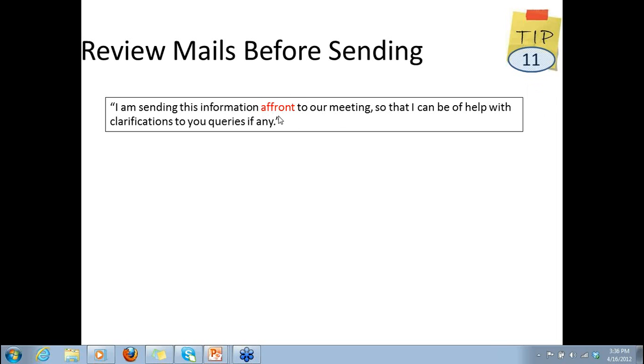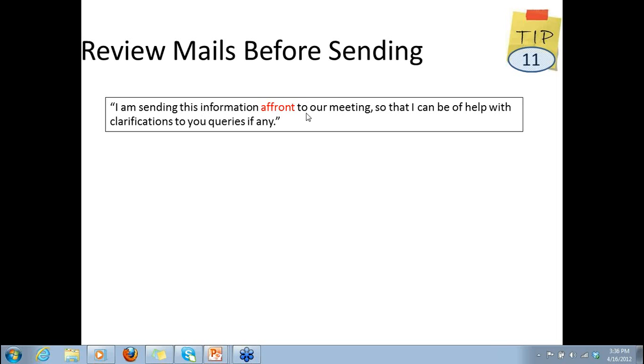Do you see this red word, upfront to a meeting? Please understand, if you don't review the mail, the receiver of this message reads your email in a totally different way. Do you know why? The word upfront has a different meaning. But before I go there, let me explain what the sender intended. What the sender wanted to say was, here is some information. I'm going to send it to you before our meeting. So when we meet, if you have any clarifications, I can clarify. That is the message.